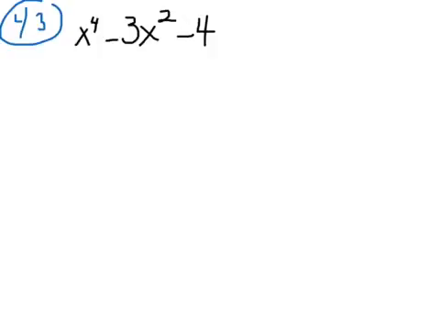The next one we're going to look at is x to the 4th minus 3x squared minus 4. I don't know if you remember us talking about this before, but when I see that I have an x to the 4th and an x squared here, I can try to factor it like I would normally factor. Instead of putting an x in the first slot in both parentheses, I can put an x squared here and an x squared here. I can treat this problem as if it were x squared minus 3x minus 4.